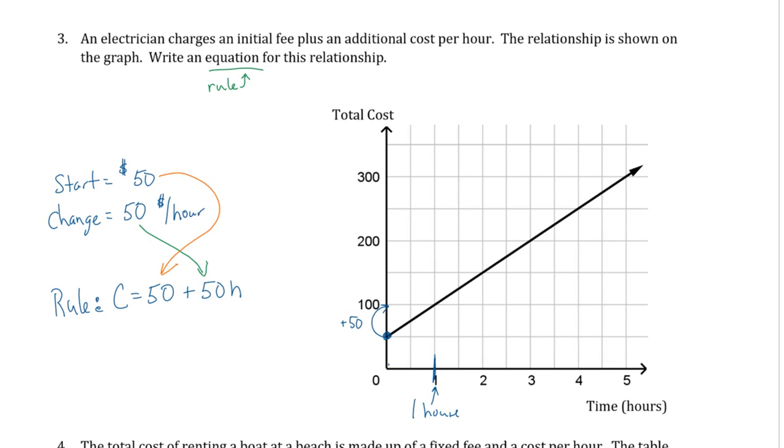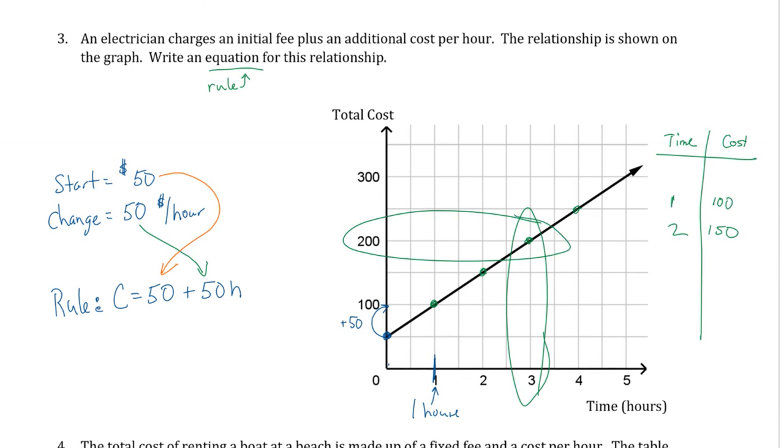Okay, I could find a whole bunch of points and write them out in my own table. So time and cost. So this time was 1 and the cost was 100. The next time is 2 and the cost looks like 150. The next is 3 and the cost is 200. And so on and so forth. Looks like 4 and 250, and I'll stop there.